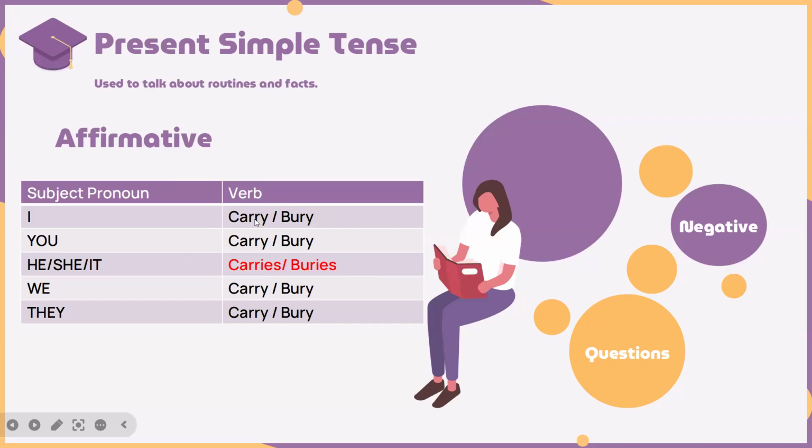For the verbs ending in Y, we have to remove the Y and add I, then ES. I, you, we, they, the verb does not change. It's only going to change in he, she, it, third person, and we have to remove the Y, and then we add IES. So carries, berries.